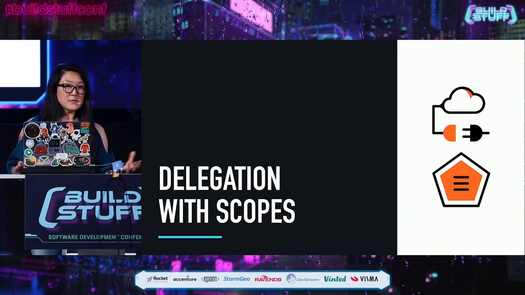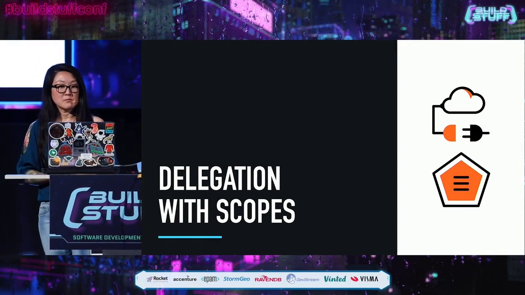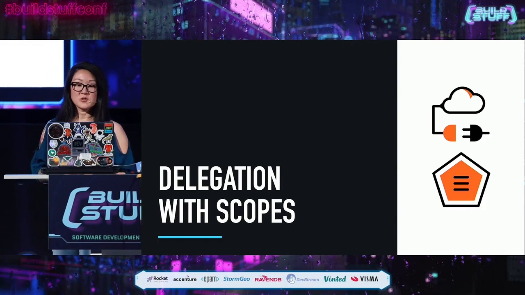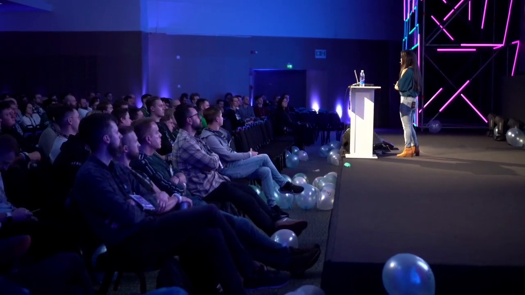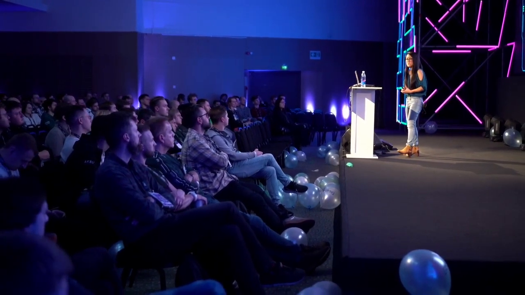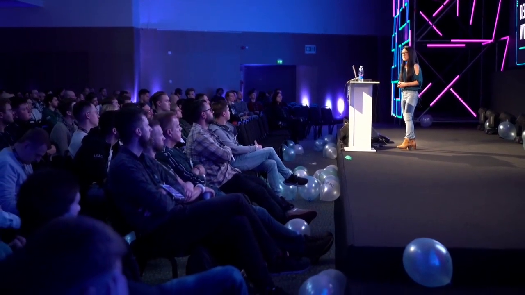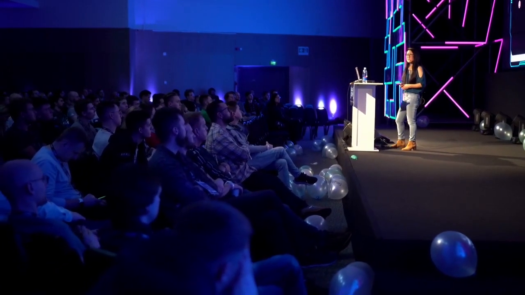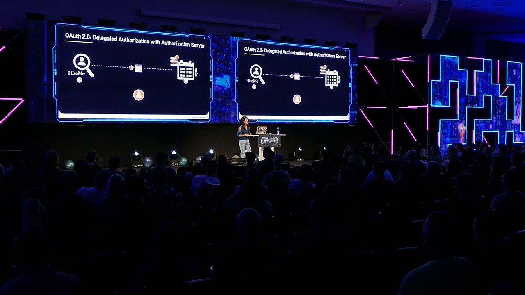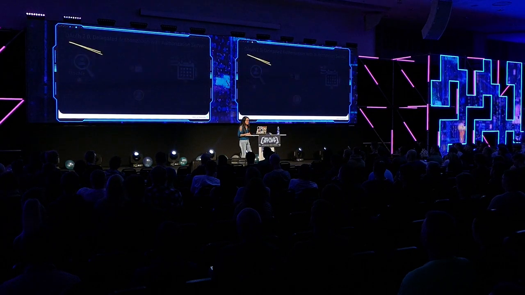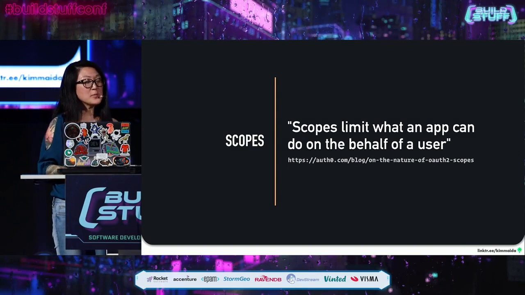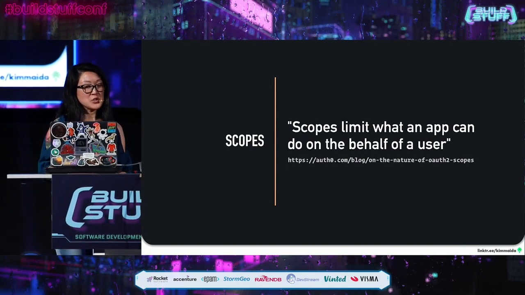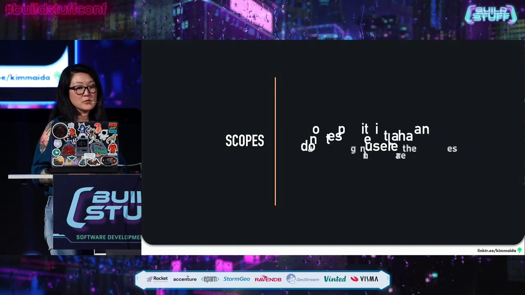But this kind of leaves a fairly significant question. When we're delegating authorization, how does the API know what level of access it should give to that application that asks for resources? Well, we do this with something called scopes. Remember this? We only want HireMe to create calendar events with the MyCal API, but not do more. So scopes limit what an application can do on the behalf of a user.